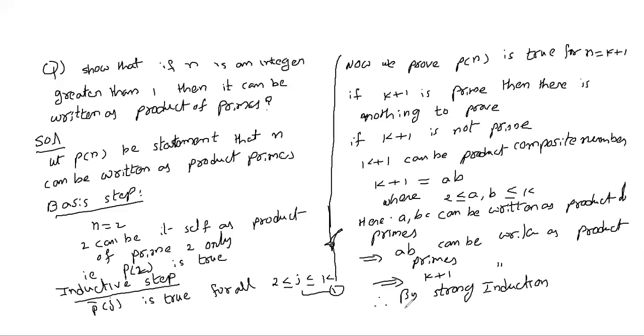every integer greater than 1 can be written as a product of primes. Then the statement P of n is proved.